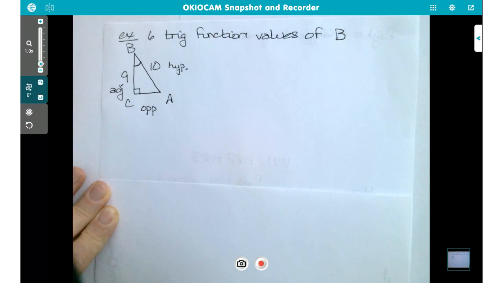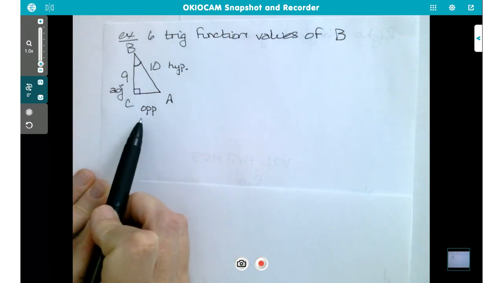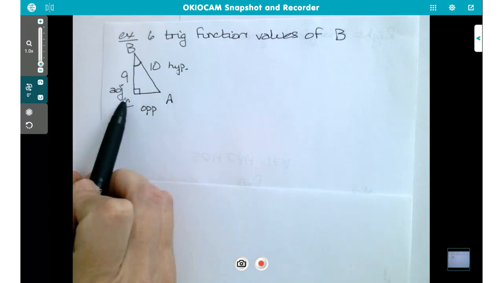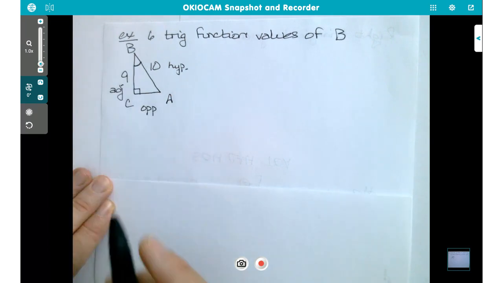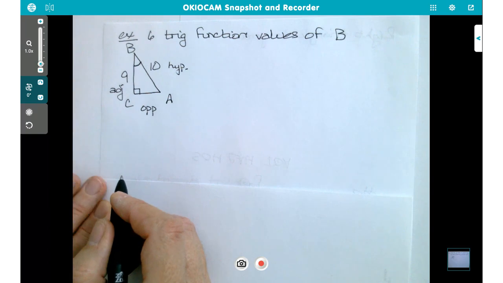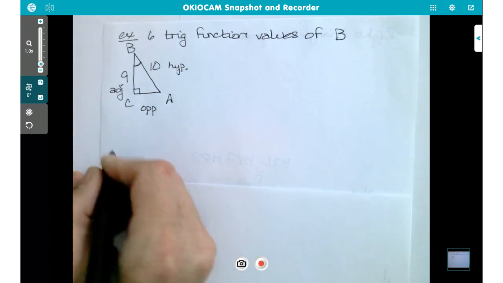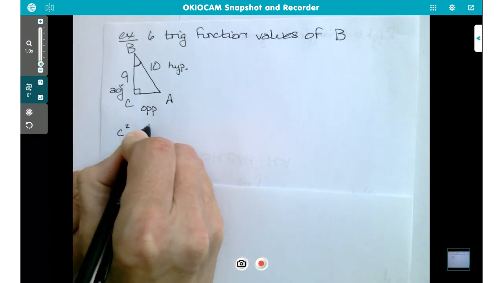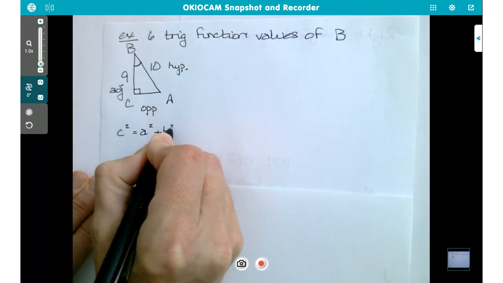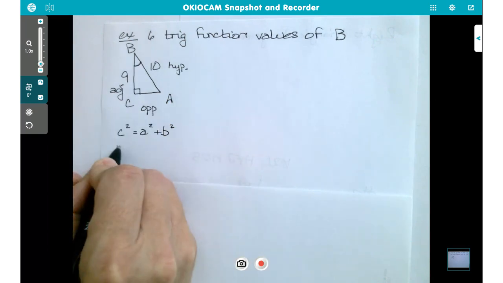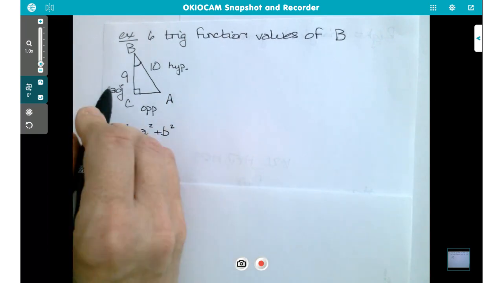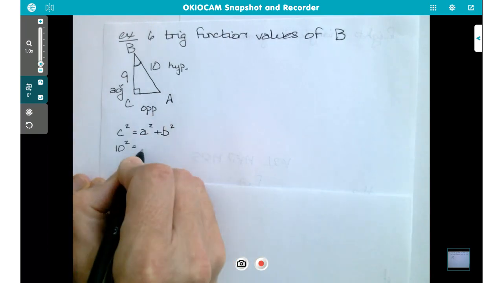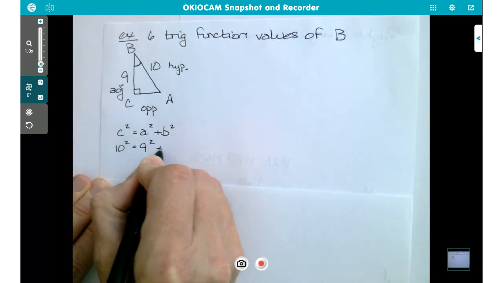We have a problem here. I know 2 of the sides, but I need all 3 of them. We're going to have to find the length of side CA down here, the length of the opposite side. We have the Pythagorean theorem for that. Just to bring that back, c squared equals a squared plus b squared. C is the hypotenuse, so that's 10 squared. A and b are interchangeable, doesn't really matter. Let a be 9 here, so 9 squared plus b squared.